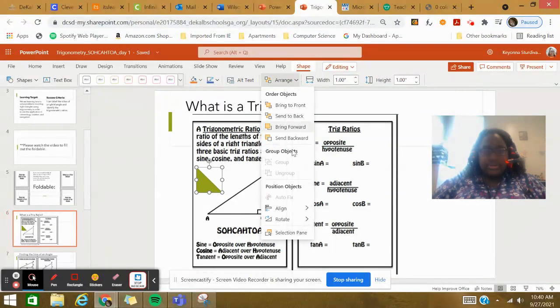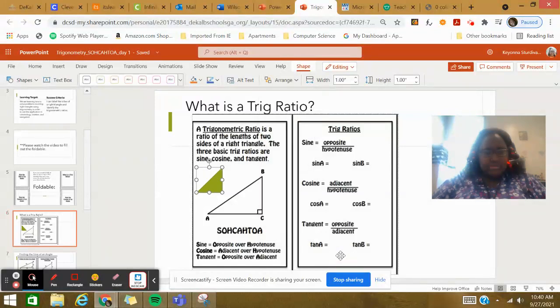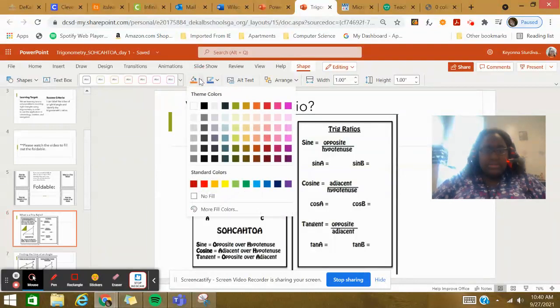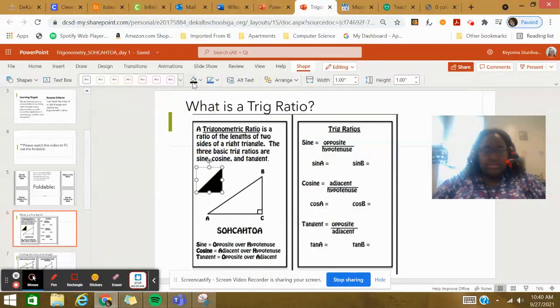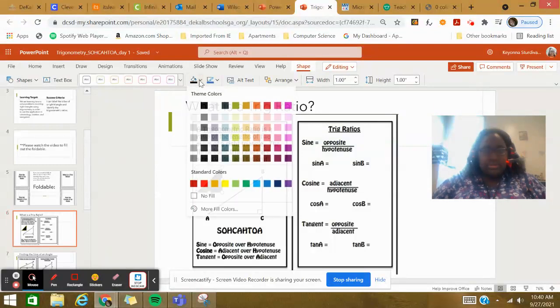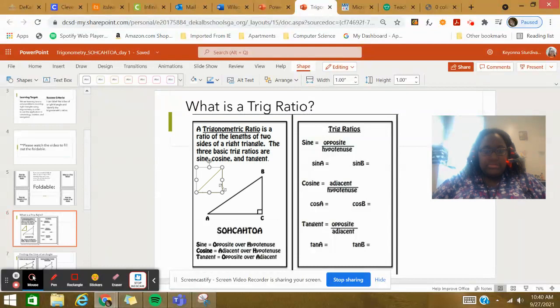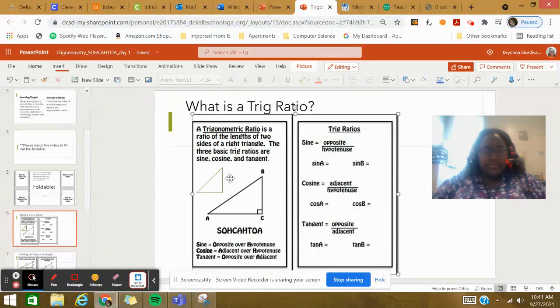Arrange. Oh, here we go. Rotate. So I'm gonna go ahead and flip this horizontally, and then I'm gonna go ahead and change the shape because I don't like this color, it's weird looking. Really, I just want it to be white. So let's do no shape fill. And then I want to change the color from green.